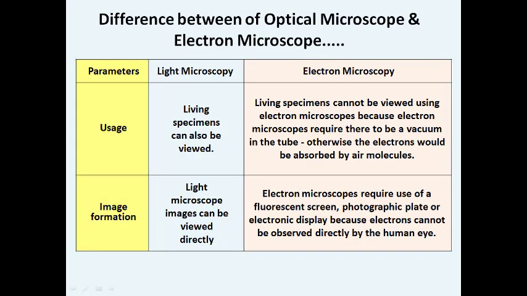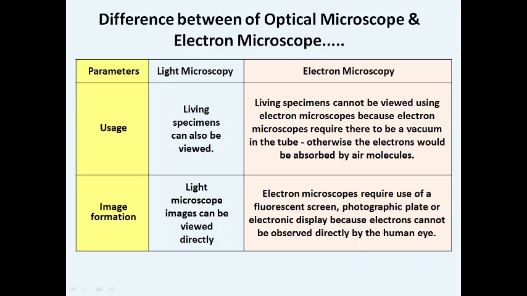Regarding the usage of the sample, a light microscope may be utilized with living specimens. Why? Because it works in a normal environment and only simple manipulation is needed. Whereas with electron microscopy, living specimens cannot be viewed, because the system is totally evacuated, and if it is released to the open environment, the quality of the image will be reduced because of absorption of electrons by the air molecules. So living specimens cannot be viewed using electron microscopes.